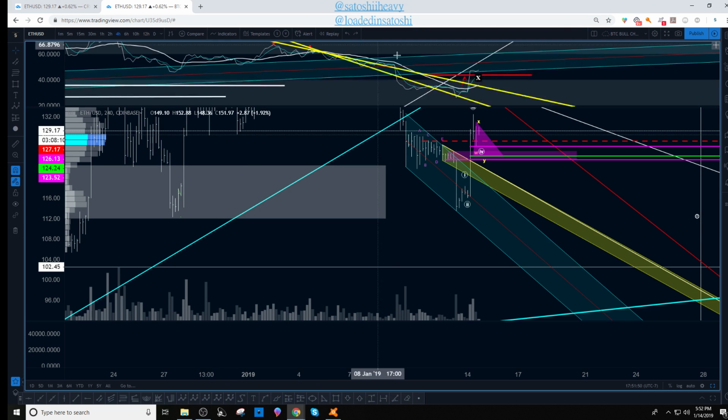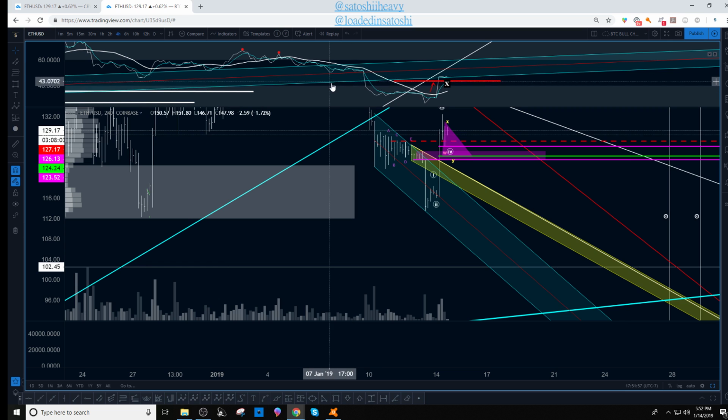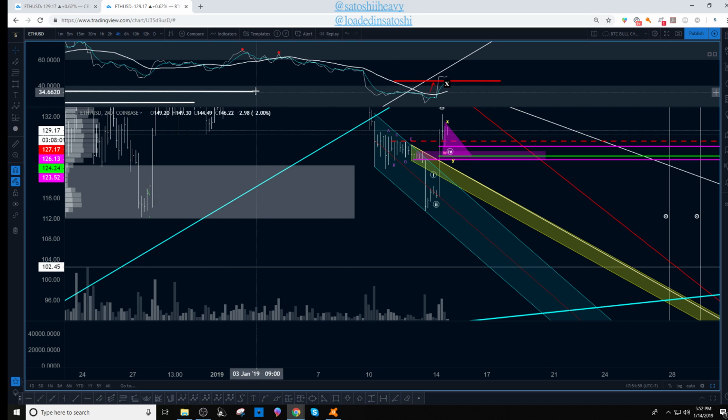Jesus, I always do that. I always accidentally clear my RSI. Anyways, get this out of here too. I don't need that anymore.